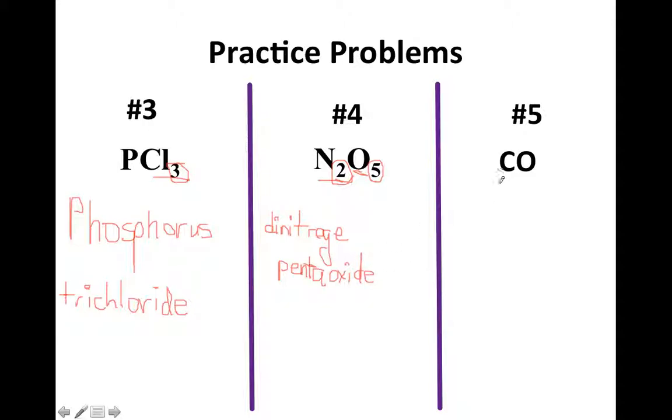Okay, now our next one that we have, CO. They're both capitalized, so that's each individual. So this is carbon. And because there's only one O and there's no subscript, we're going to use mono in front. So it's monoxide. That's how you would combine it together.